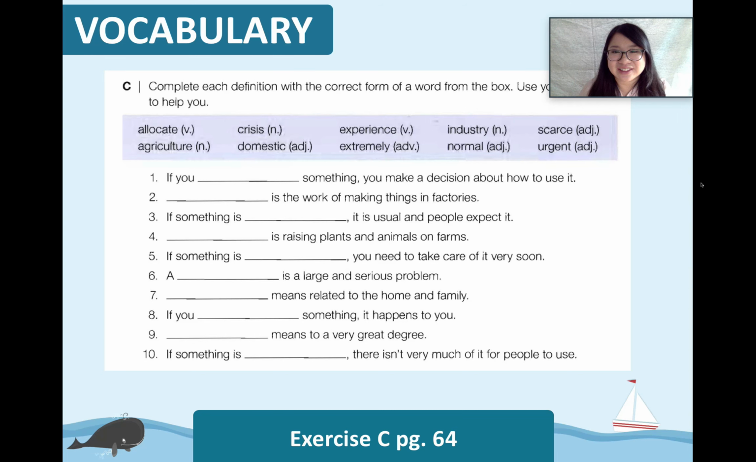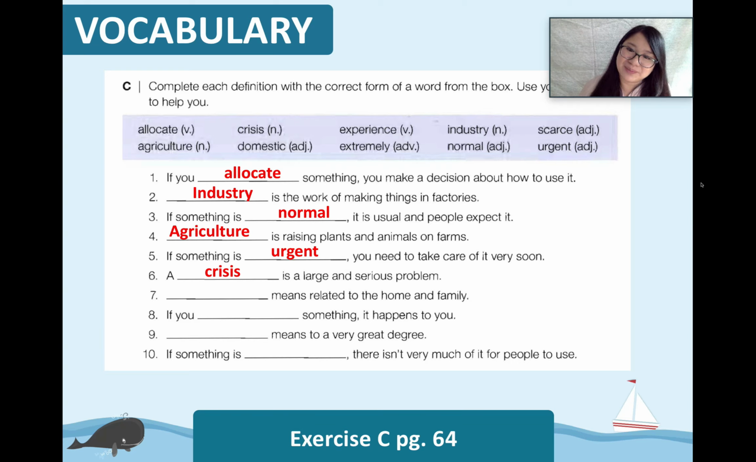Let's check your answers. Number 1. If you allocate something, you make a decision about how to use it. 2. Industry is the work of making things in factories. 3. If something is normal, it is usual and people expect it. 4. Agriculture is raising plants and animals on farms. 5. If something is urgent, you need to take care of it very soon.